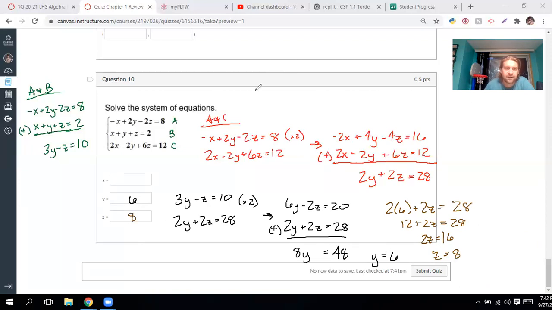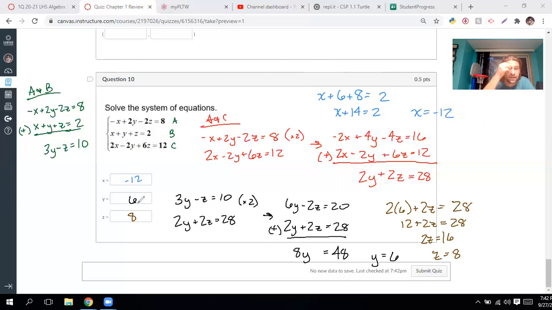All right, now we have to figure out x. And we can go ahead and plug that back into anything. I'll plug it back into this one here. X plus y, which is 6, plus z, which is 8, equals 2. Well, that means x plus 14 equals 2. X would equal negative 12.